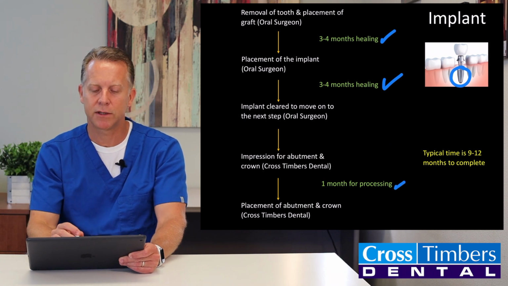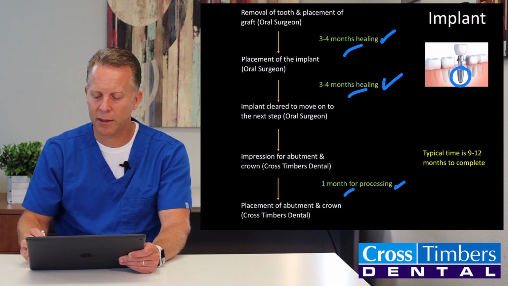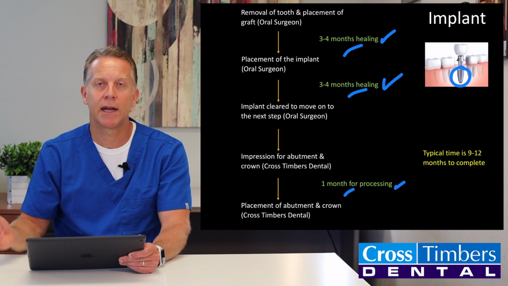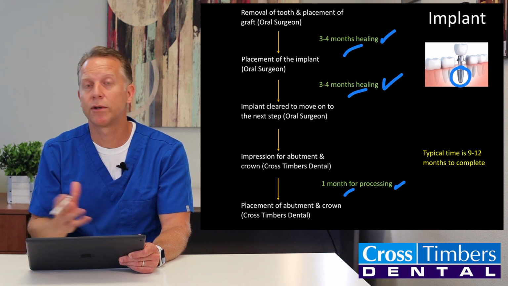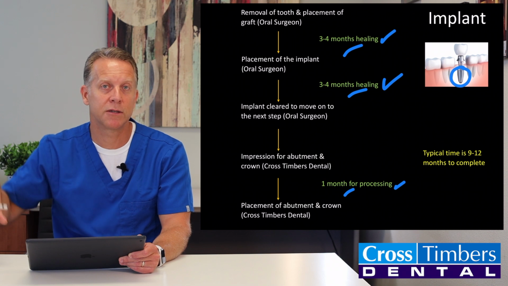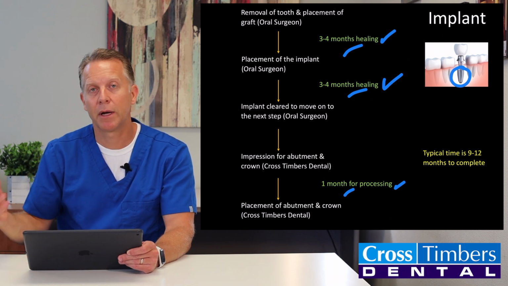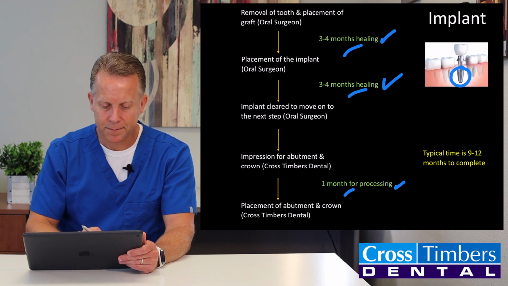So if you add up all these different time frames, the 3 to 4 months here, and the 1 month there, that comes out to about, let's just say, 9 to 12 months of total time from the time that tooth comes out to the time the final implant crown is put in place. So it's a little bit more of a process compared to the bridge, but it is a very nice option.